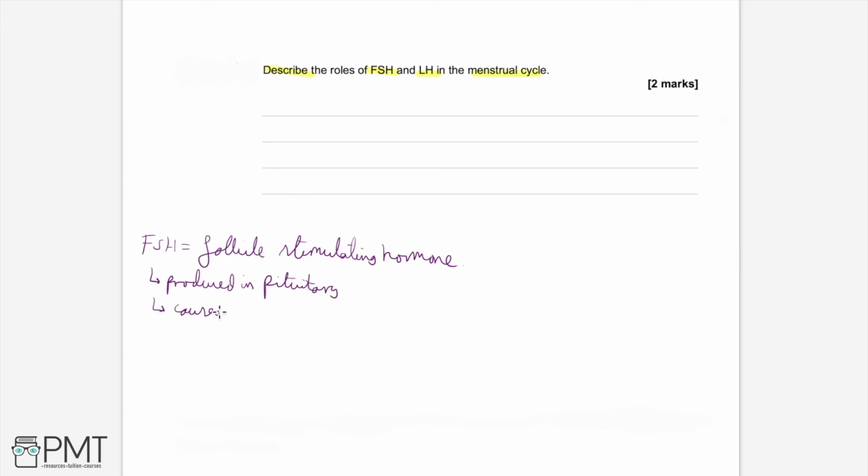Describe the roles of FSH and LH in the menstrual cycle. Let's think about each of these hormones in turn. Well, first of all, FSH. This stands for follicle stimulating hormone. Now, it's produced in the pituitary gland, in the head, and its main role is to cause the egg to mature. It also stimulates the ovaries to produce estrogen.